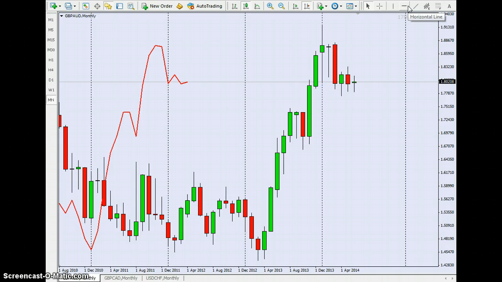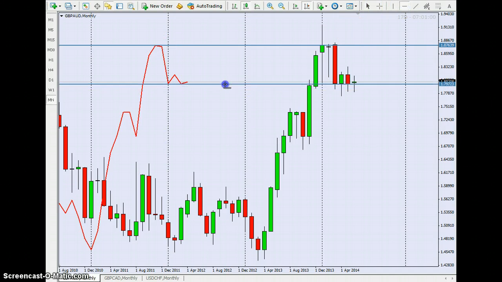Right now I'm on the pound Aussie dollar on the monthly time frame, and here is the Chikou span from the Ichimoku system. It usually shows 26 periods behind, so it's actually showing 26 months ago where price was, and it's showing that we have broken higher than the 26-month period before. So what I'm actually doing is using it as a current support and resistance.